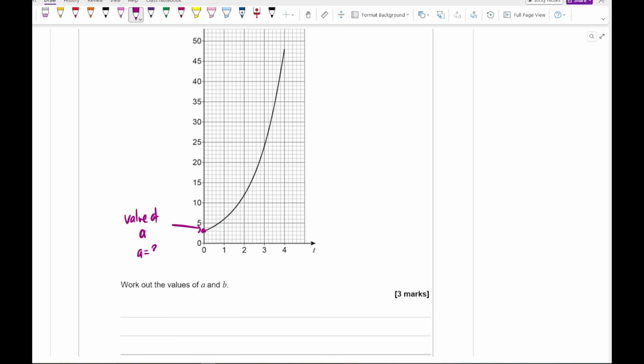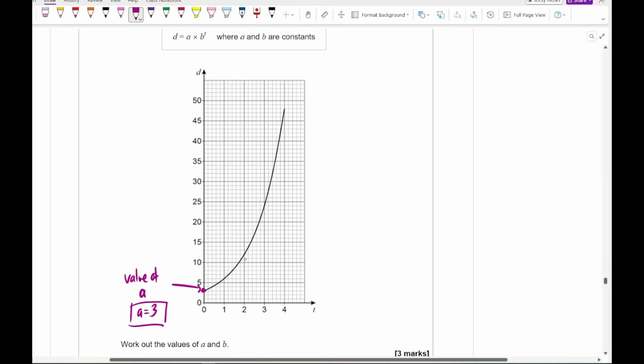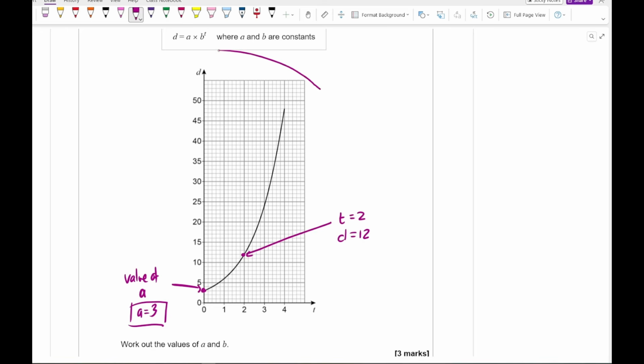So a equals 3. Then what I need to do is pick a particular point, so let's go for this point here. Now this point here, t equals 2 and d equals 12. So if I substitute that into this formula, I've got 12 equals, well, I know that a is 3, multiplied by b to the power of 2. Then I take the 3 over to the other side by dividing by 3, so I get 12 over 3 equals b squared. So that's going to be 4 equals b squared.